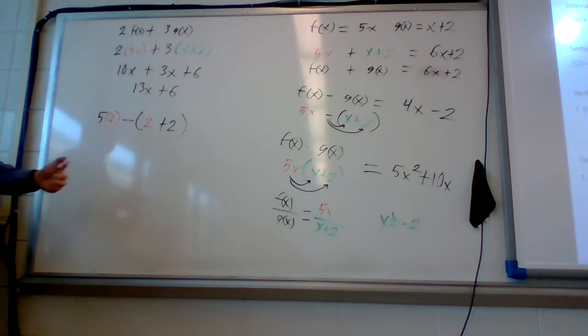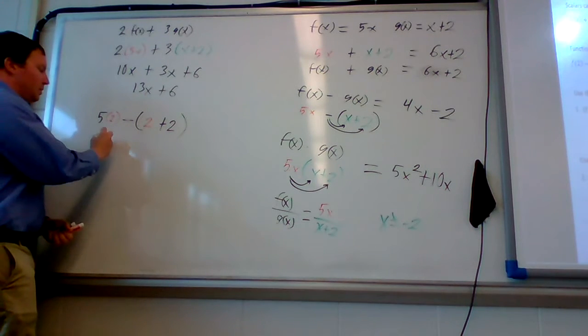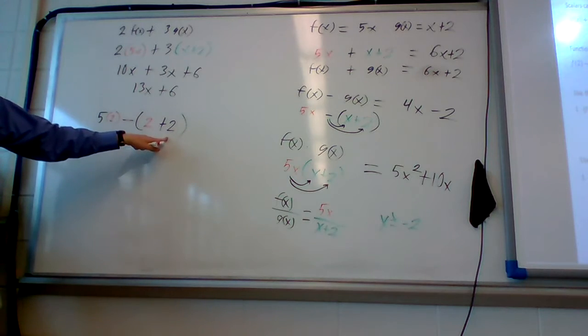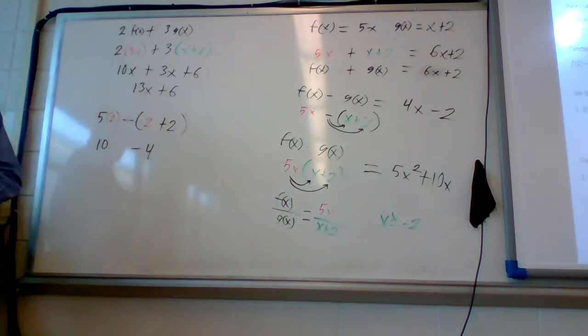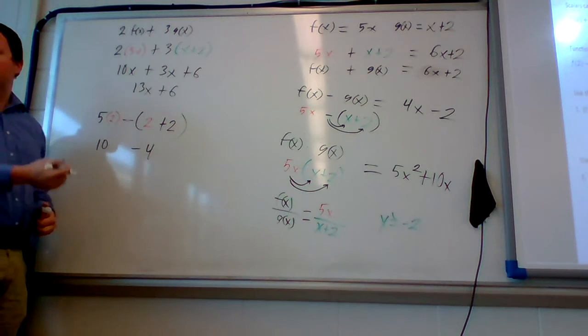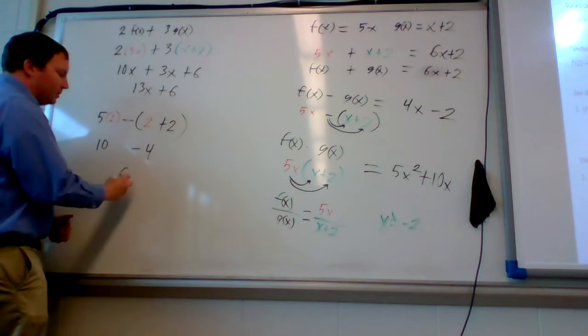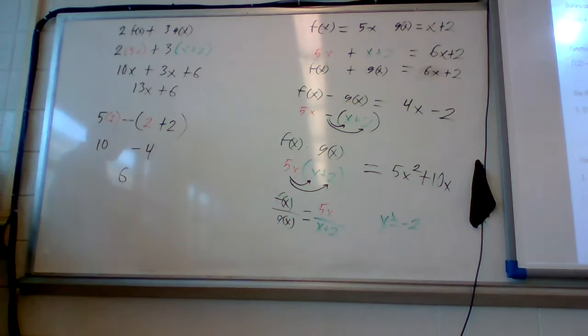And so then what we can do is combine. So we have 5 times 2 gives us 10. And then 2 plus 2 is 4, and we're subtracting that 4. So we get 10 minus 4 is 6. Okay?